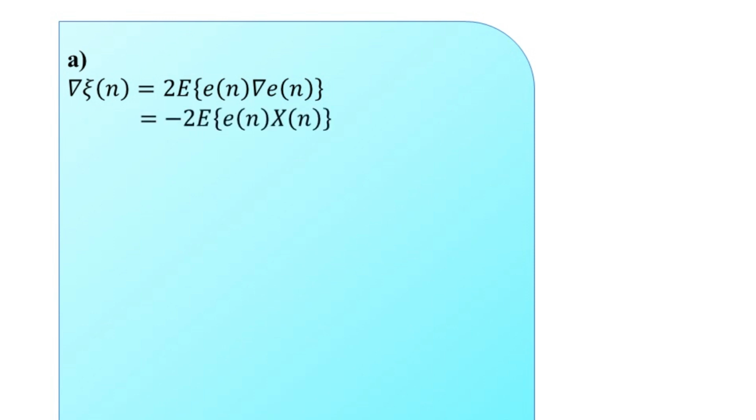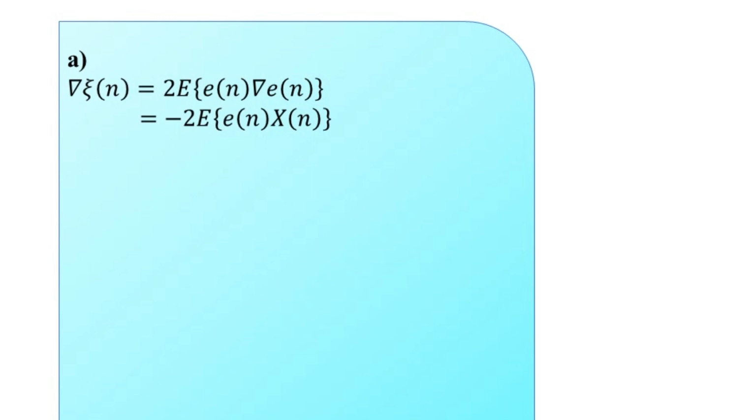See, here we have to evaluate the gradient vector that we have been provided here. So the gradient of the minimum mean square error basically, it is represented del into psi of n here. So it is equal to twice of the expected value of the error signal E of n multiplied to the gradient of E of n here. So this we can represent as minus 2 expected value of E of n into x of n.